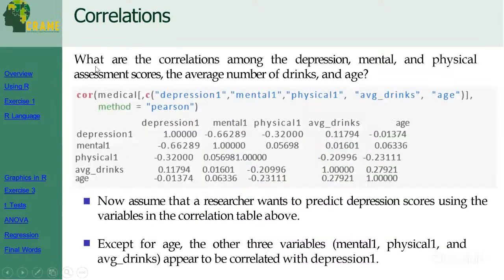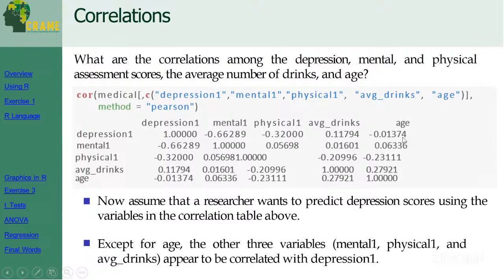Okay, so if you would like to see here, what is the problem? What are the correlations among the depression, mental and physical assessment scores, the average number of drinks and the age? So I just want to write here medical data, depression 1, mental 1, physical 1, average drink, age. Which correlation? Pearson correlation, Karl Pearson correlation. So you can see that these are the levels of correlation, right?